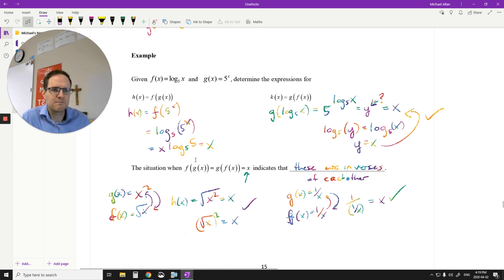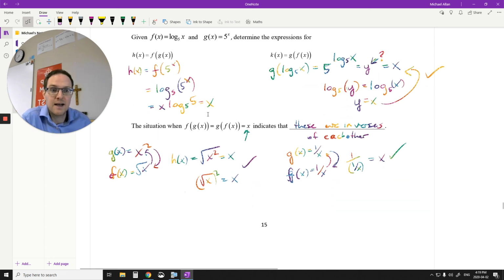So that tells you it's an inverse. If you want to test something, to see if it's actually an inverse, you put it back into the original equation, and you should get out the variable that you originally put in. So you get x back out. That's a really good way to determine if something is an inverse, or just to verify.